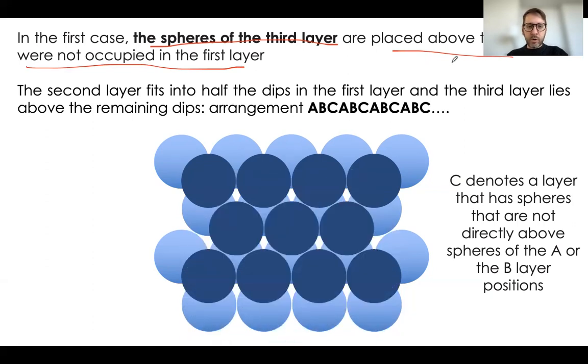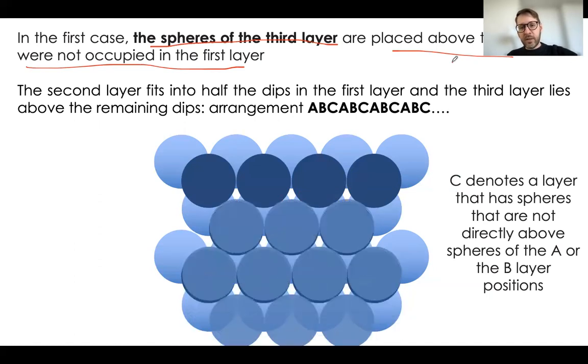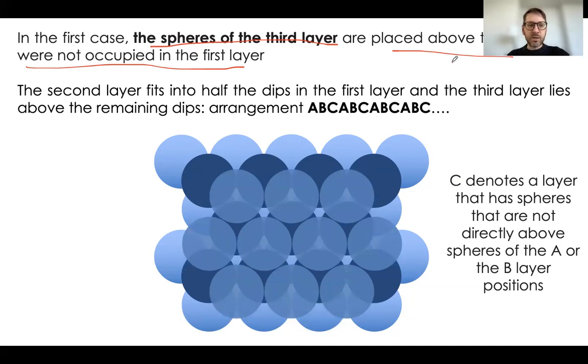Like this. So we occupy half of the dips with the second layer, and then with the third layer, we occupy the remaining dips. So the second layer fits into half of the dips of the first layer, and the third layer lies above the remaining dips. So in this case, we have an arrangement ABC, ABC, ABC, ABC, which repeats itself along the solid. So C denotes a layer that has spheres that are not directly above the spheres of the A or the B layer position. So they are all displaced with respect to one another.